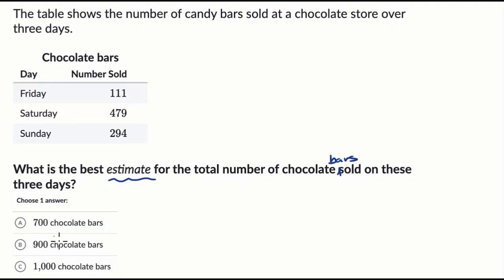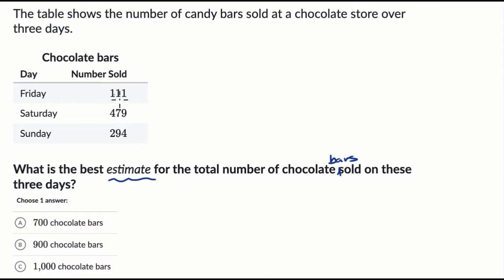Looking at the choices, there are a lot of different ways that you can estimate. You could try to find the closest 10, or the closest 100. What you're trying to do when you estimate is get to friendly numbers, numbers that are easy to do mathematics with. The choices all look like a clear number of hundreds. Even 1,000 is exactly 10 hundreds, 700, 900. So I would try to estimate which hundred each of these is closest to.